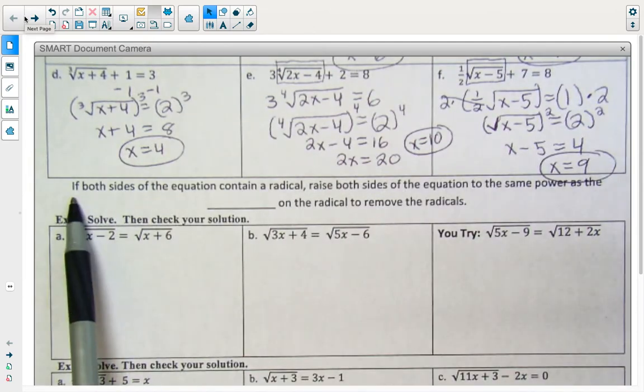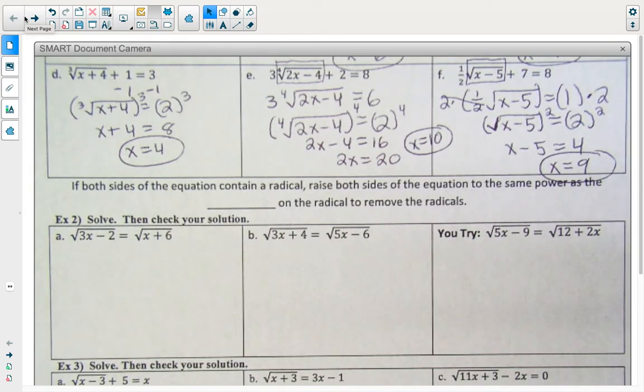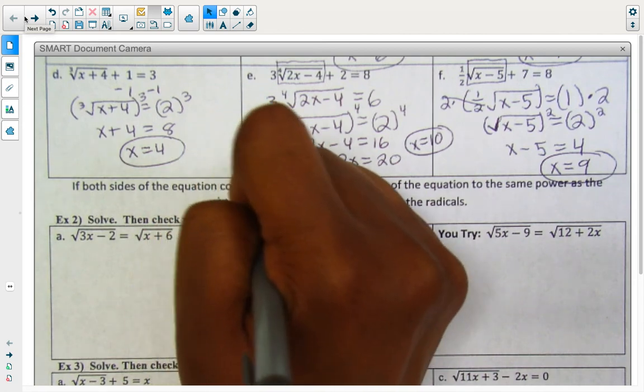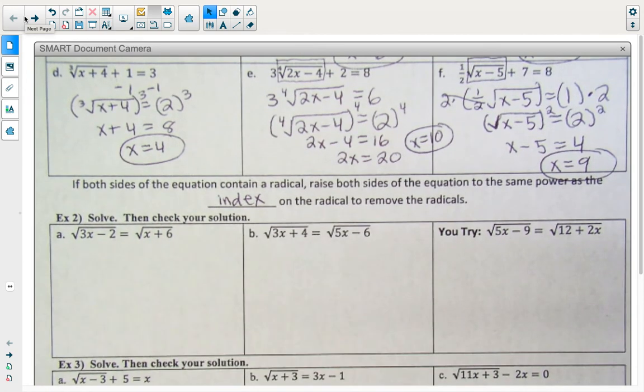Right here in the center of my notes, if both sides of the equation contain a radical, raise both sides of the equation to the same power as the index on the radical to remove the radicals. So all that means is that if you have a square root on both sides of the equation, then we're going to get rid of that by squaring both sides. And put that word in there. All right, so let's go through these three right here.